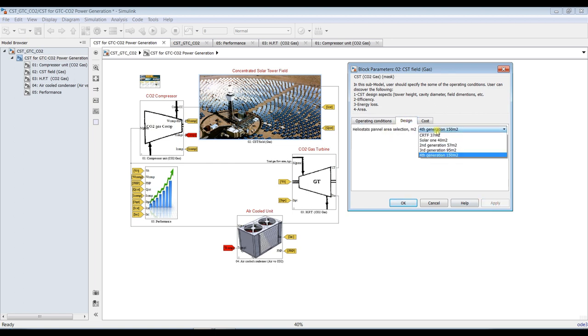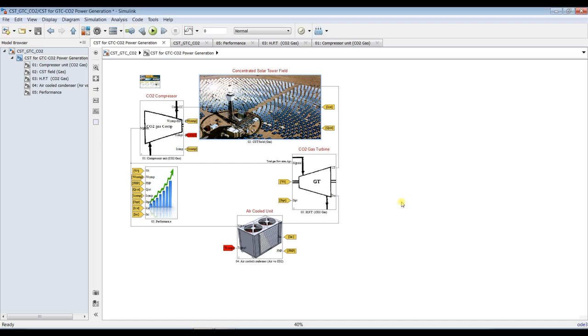You can select between all types of mirrors. Suppose I'm going for fourth generation, and we have mirror costs. But this model is not going to calculate the costs. Yes, sure, thermoeconomic analysis is embedded in this model, but I'm just seeking the energy performance of the cycle, not the cost. So I will not discover what is the cost of the cycle, just energy analysis.